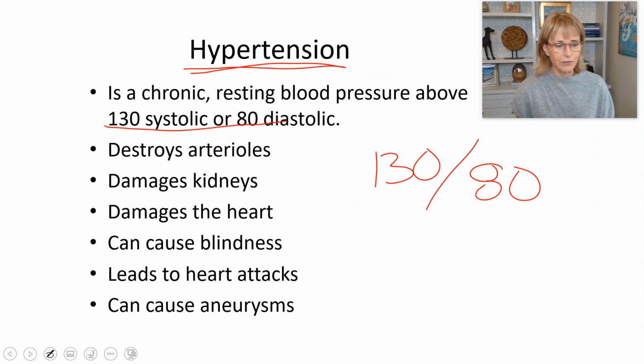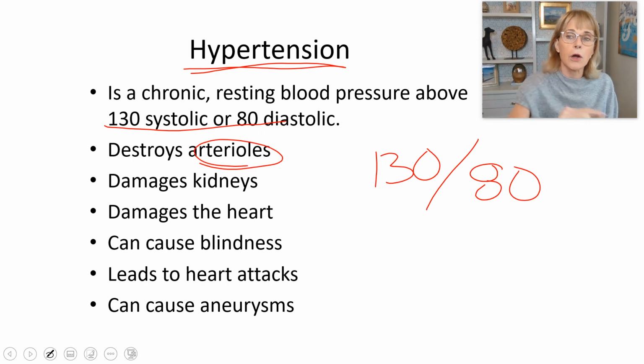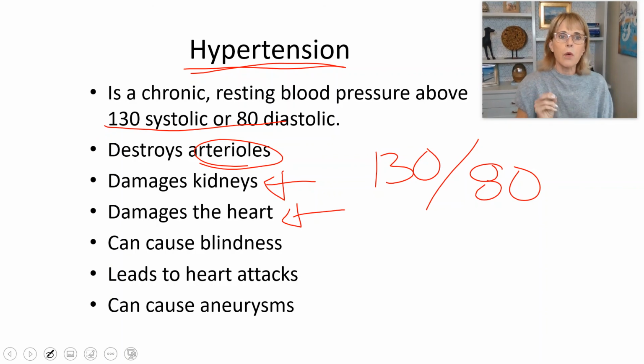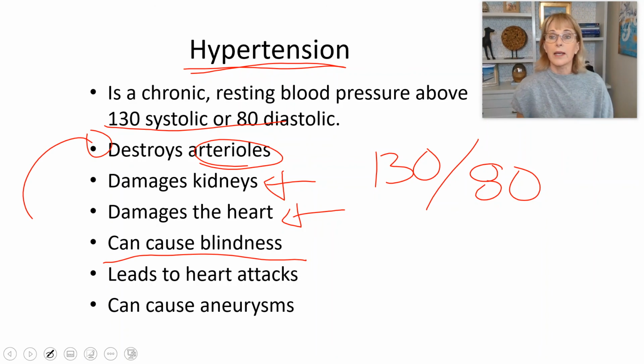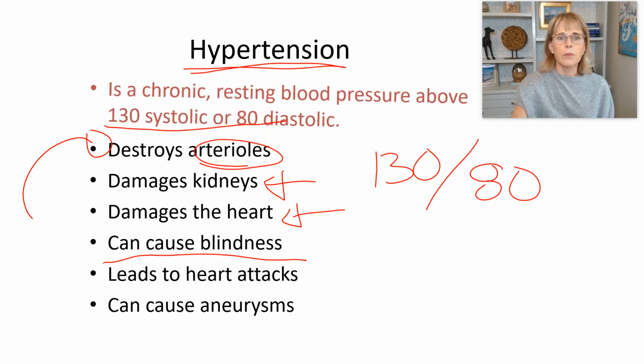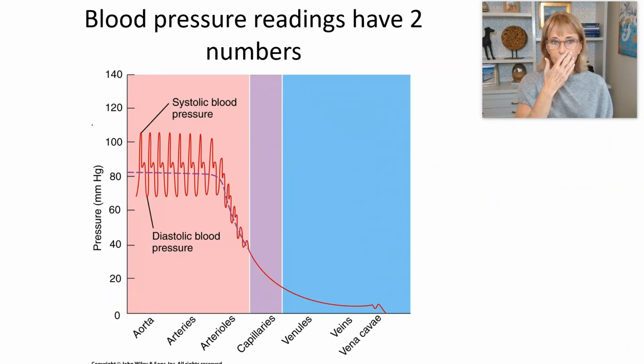When I started teaching physiology, it was higher. It was 140 over 90, but now it's 130 over 80. High blood pressure will destroy the tiny arteries of your body. It damages your kidney. It makes your heart work so hard that your heart starts to get damaged and it never gets a chance to rest and repair itself because your blood pressure is too high, even when you're asleep at night. Because of the damage it does, particularly to the small arteries, it is a cause of blindness and heart attacks, and it causes a problem called an aneurysm. So make sure you memorize it.